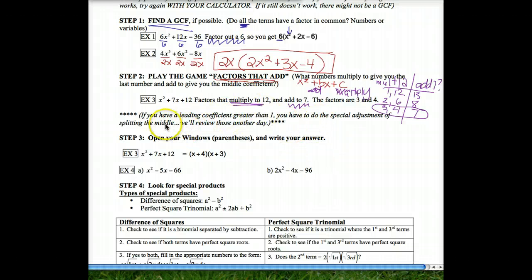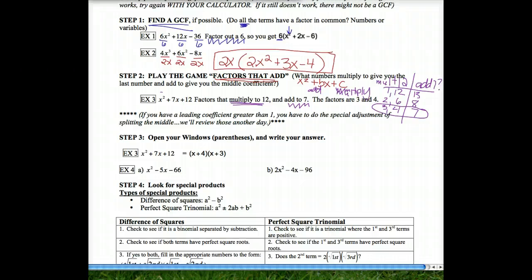Now, tomorrow in our next lesson, we're going to review the ones where you have a leading coefficient that's greater than 1, meaning it's not x² plus bx plus c. There's something in front of the x². And those we have to do a special adjustment. But for today, we're just playing the factors that add just like this. What multiplies to the last number and adds to the middle.